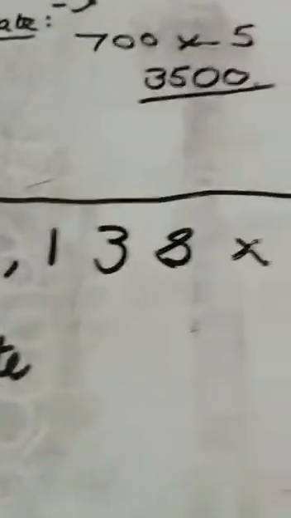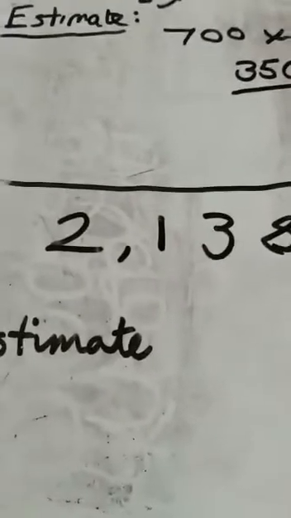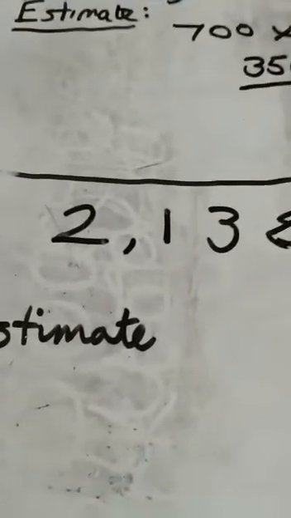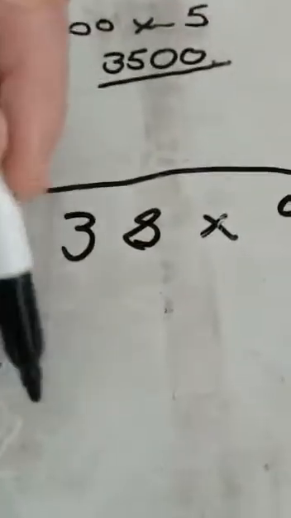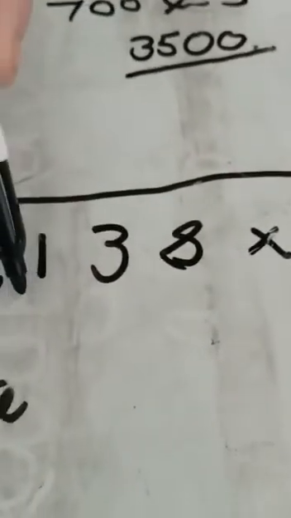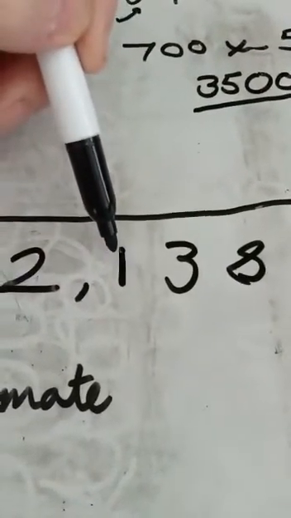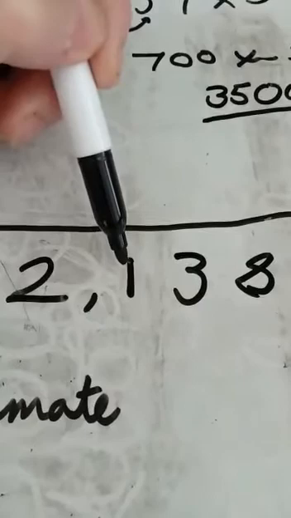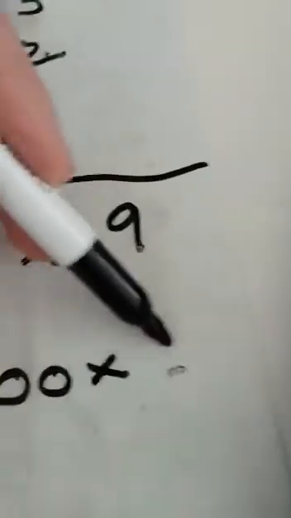Same if you're working on 4-digit numbers, like 2,138 times 9. The 2,000 will tell us it would be 2,000 or 3,000. And we look in the hundreds, and it's 1, which is less than halfway, which will be 500. So the 100 tells us that we round down to 2,000 times 9.